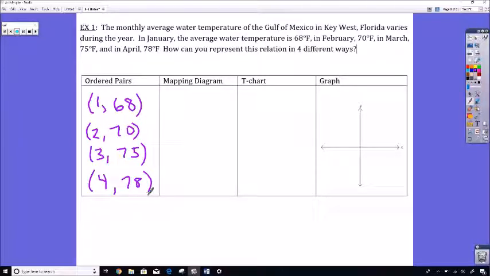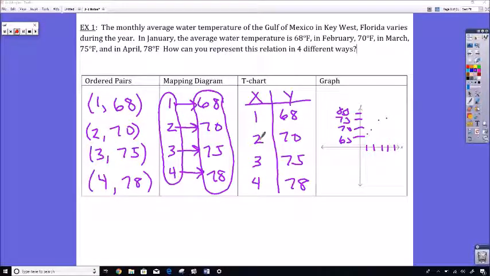So I'd like you to pause the video and you're going to fill in the mapping diagram and the T-chart. Let me give you a hint, and the graph. Let me give you a hint on the graph. It's easy here. We can talk about 1, 2, 3, 4, 5. We don't want to count all the way up to 68, but maybe we just kind of start here at 65 and then maybe 70 and then 75. And then we can have 80 and we can put them in there. Okay, pause the video and go ahead and fill these in.